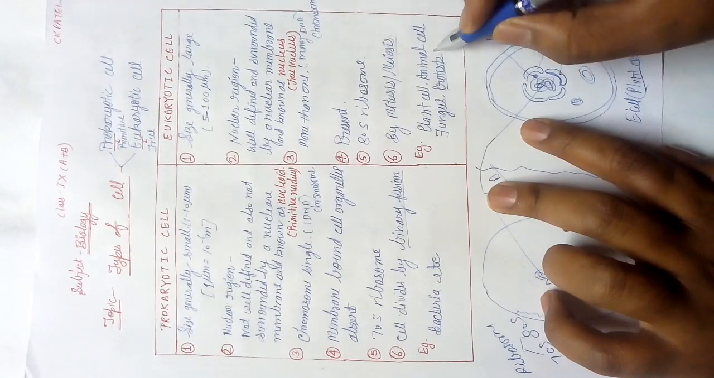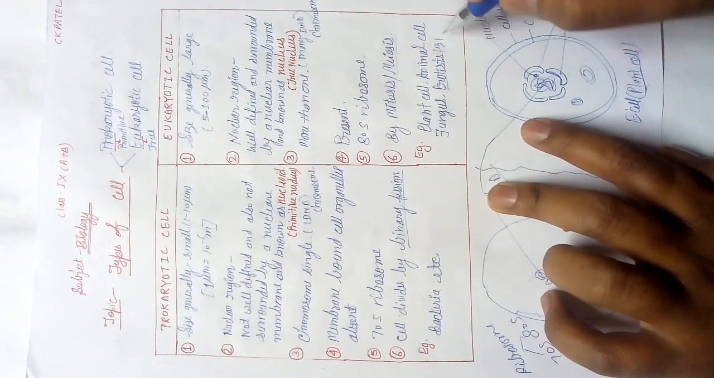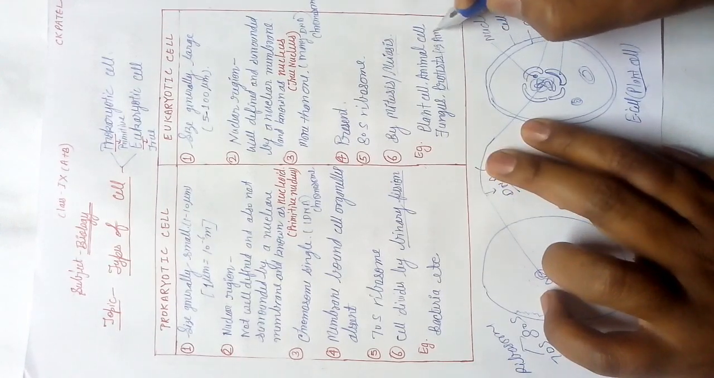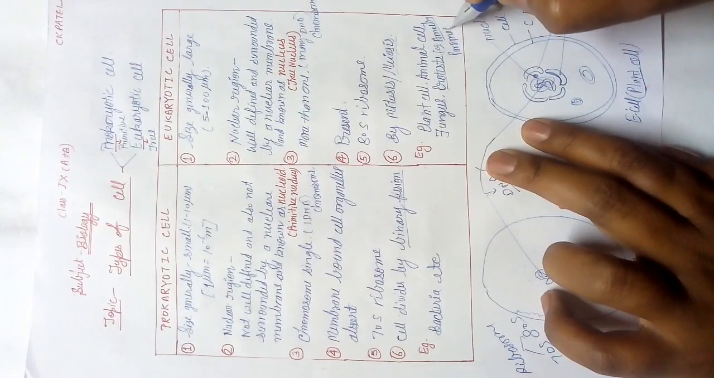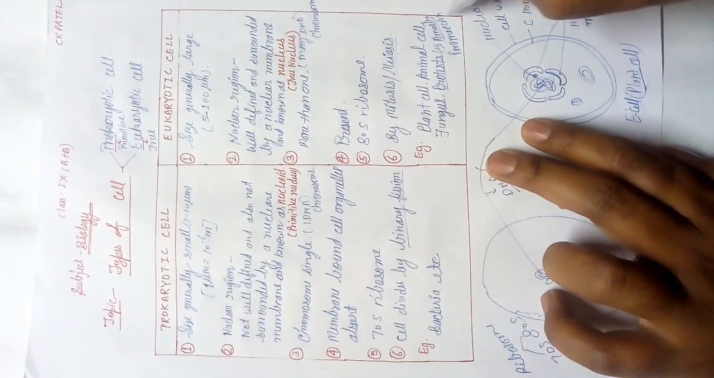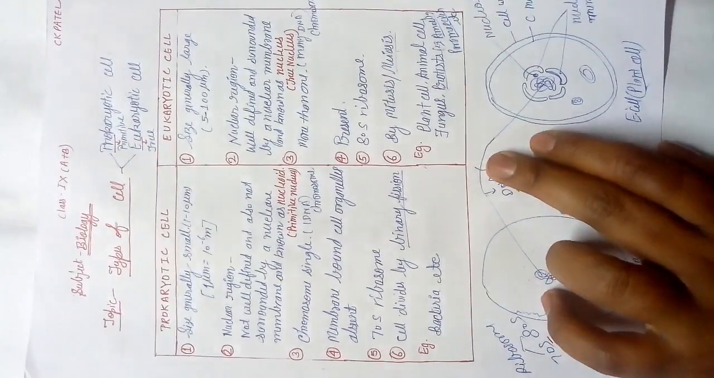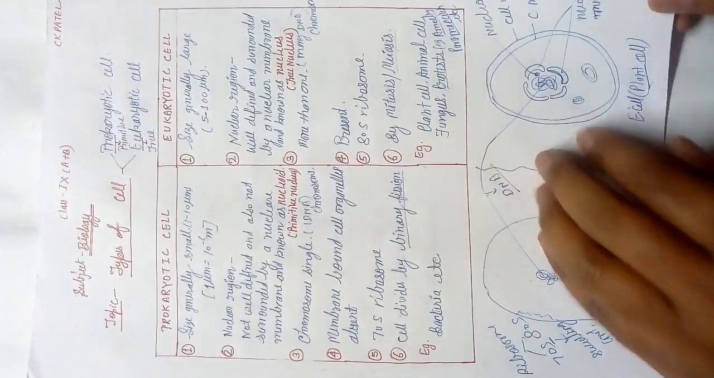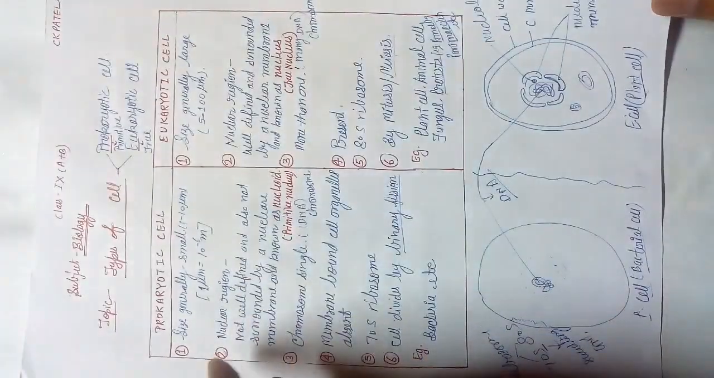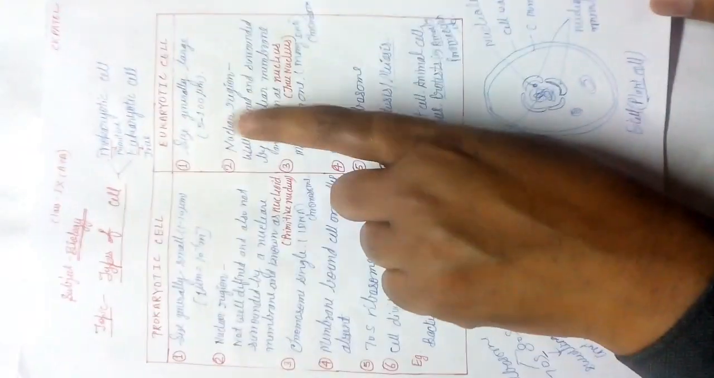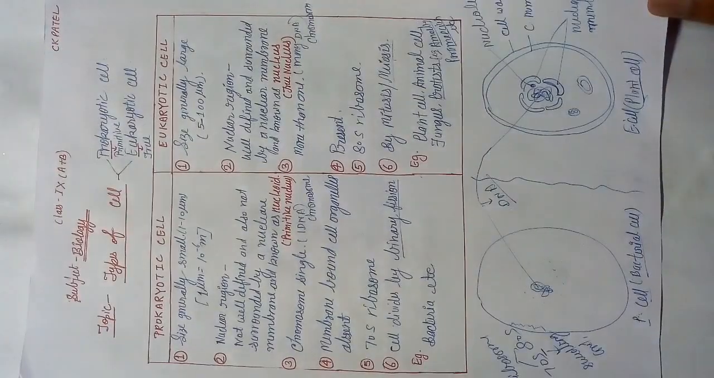Okay, examples are amoeba, paramecium, etc. Euglena also comes in that. So these are the differences. I hope you have got the differences between this point and this point. Okay students, it is very simple.